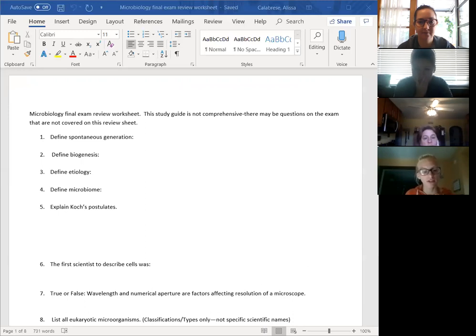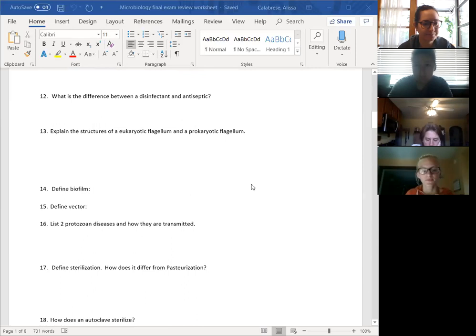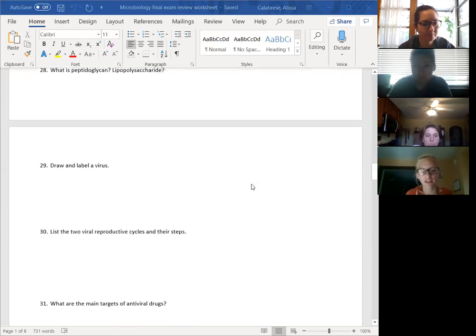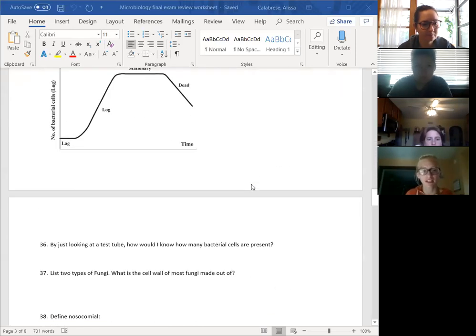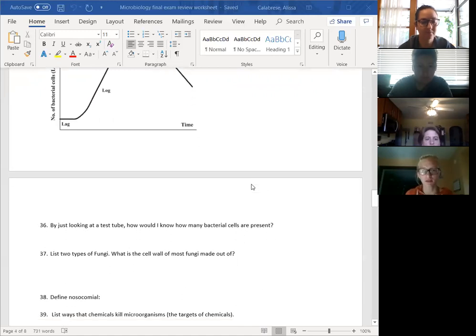I had a quick question about question 36. My thought was that you would figure it out through a titer, but that's not through looking at it. That's like an actual experiment. So I wasn't sure, because the question was by just looking at the test tube, how would I know how many bacterial cells are present?